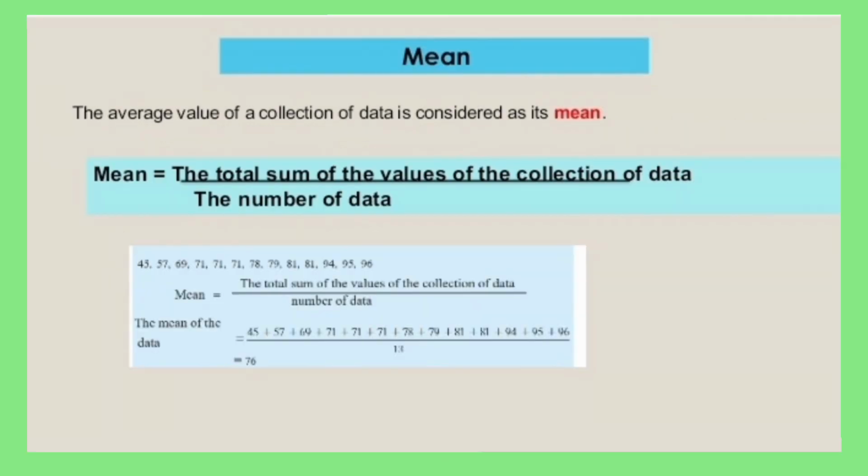What is mean? The average value of a collection of data is considered as its mean. So, mean is equal to the total sum of the values of the collection of data divided by the number of data. When we consider this data set, there are 13 data here. So we have to take the total sum of the 13 data and divide it by 13. That is equal to 76. So the mean of the data is 76.